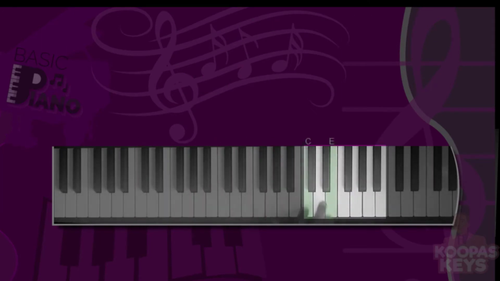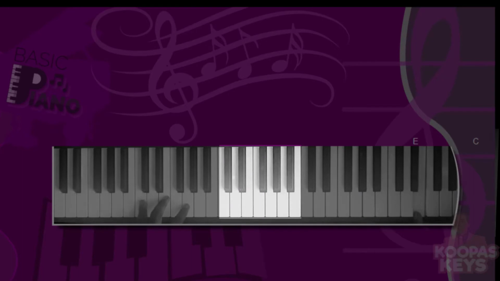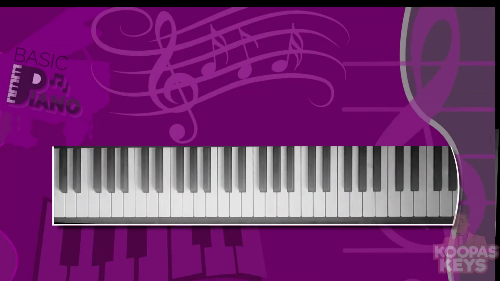So all you have to do then is just learn this small section and then recognize how it repeats itself over and over again. The names of the notes are actually in alphabetical order. So here's a question for you. If the notes are in alphabetical order and there are only 7 of them, then what do you think the names of the notes are?